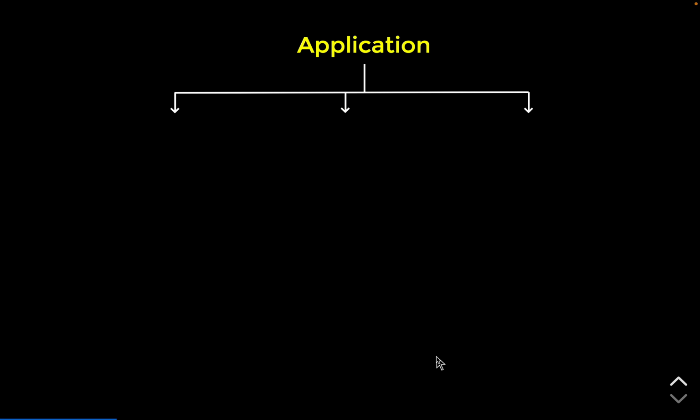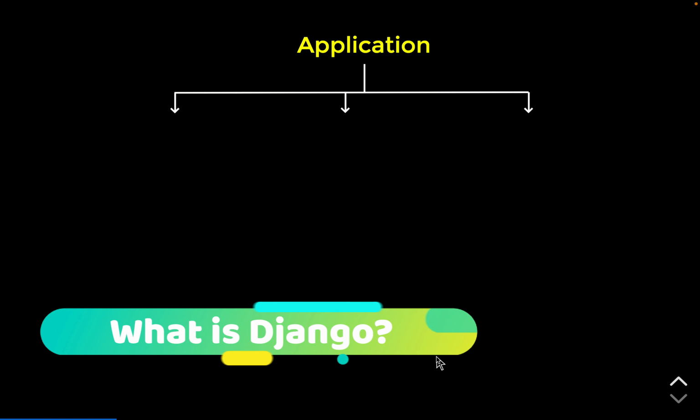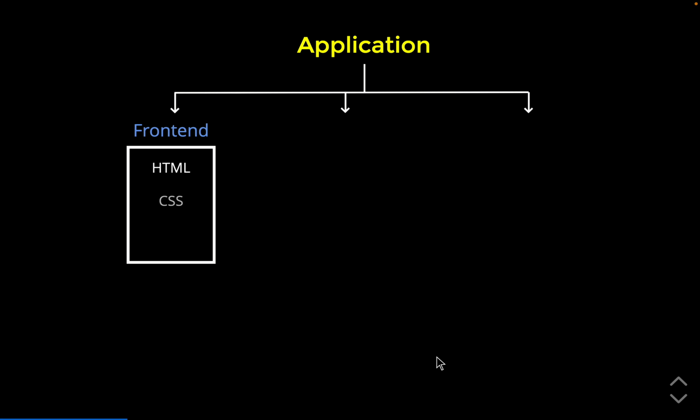Let us try and understand what we mean by an application, and then we will see how Django fits inside the entire application scenario. For any of your applications, you can imagine it to have different layers. The first layer, you can imagine it to be your front end. Now the front end can be composed of your HTML, CSS and JavaScript. And these days, as you know, we have a lot of frameworks for JavaScript, like React, Angular, Vue, Elm, and so on.